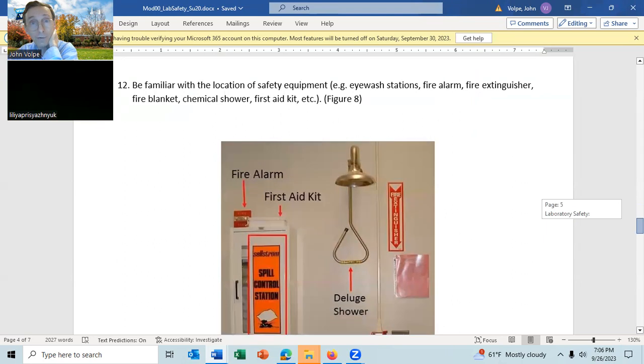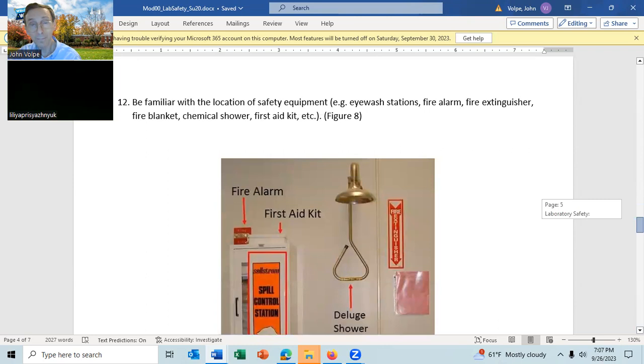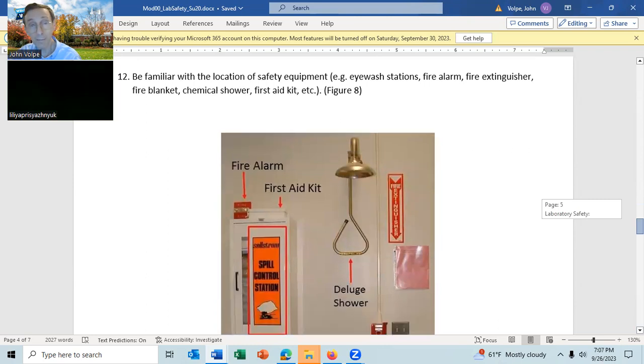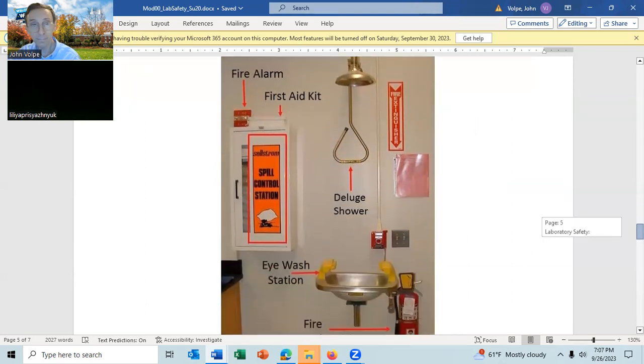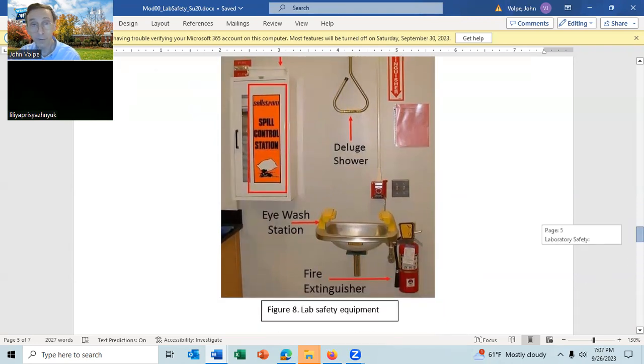You should know where safety equipment is. Safety equipment is a piece of equipment that is there for your use to keep you safe. It is not something you use normally in the lab. Like the fire blanket is a piece of safety equipment, the fire alarm, the first aid kit right there. I think that's the fire blanket right there. The spill control station, an eye wash station, a fire extinguisher, a deluge shower. Those are all safety equipment.